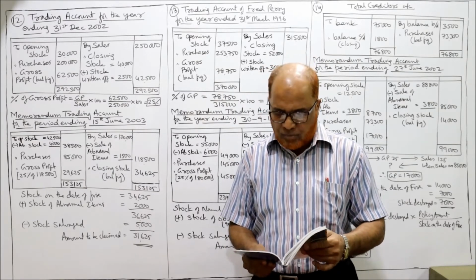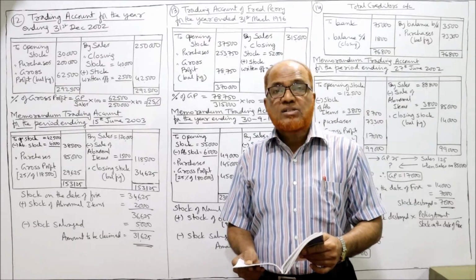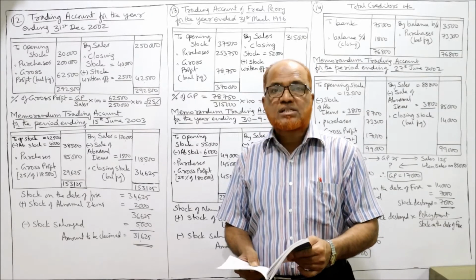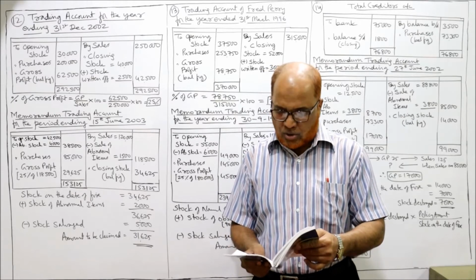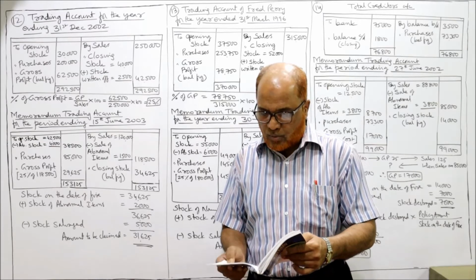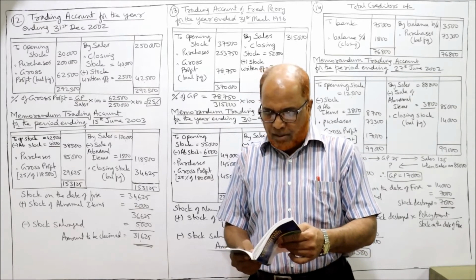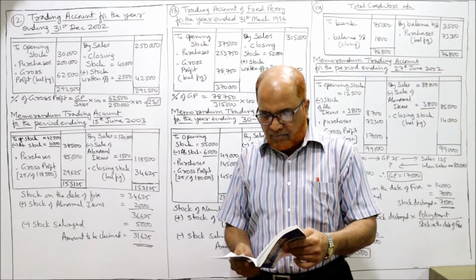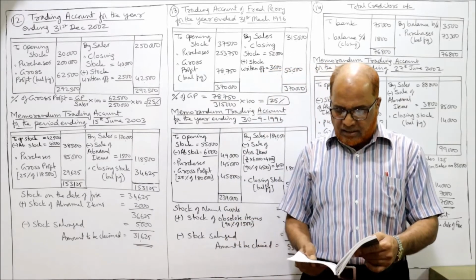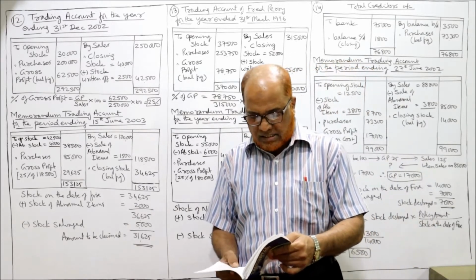What we have done in the previous problem. So the date of fire is 15th June 2003. And here, stock at cost on 1st January 2002, the opening stock, is 30,000. Stock at cost on 31st December 2002, the closing stock, is 40,000. Purchases less returns for the year ended 31st December 2002, last year's purchases. Sales less returns for the year ended 31st December 2002, last year's sales.